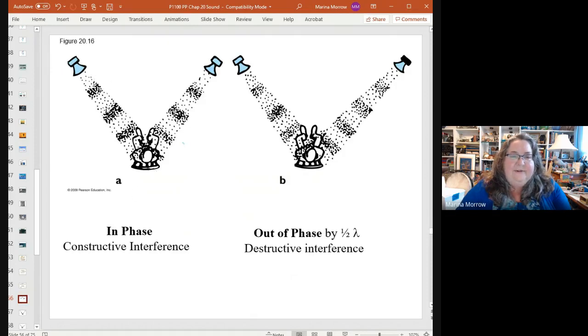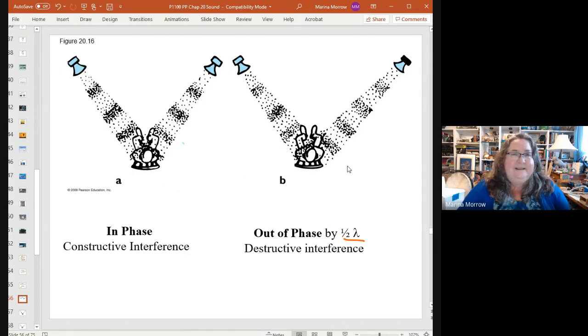Now, here we've got two speakers. Here the waves are coming in phase. Here they're out of phase, and that would be by half a wavelength. That's what gives you that out of phase appearance where the trough meets the peak. And the thing is that you can actually have the sound cancel out.